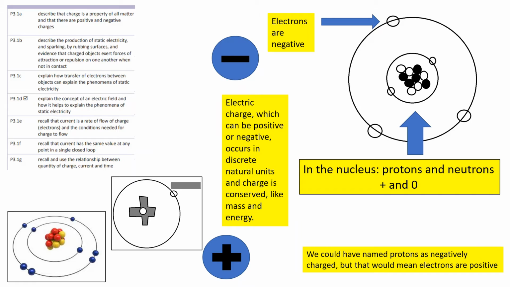Alright, so electric charge, which can be positive or negative, occurs in discrete units, and in this case the electron has the smallest electric charge. So the charge of the electron is 1.6 times 10 to the minus 19 coulombs. When I say discrete, I mean it is not continuous. So the smallest unit of electric charge is the charge of the electron.